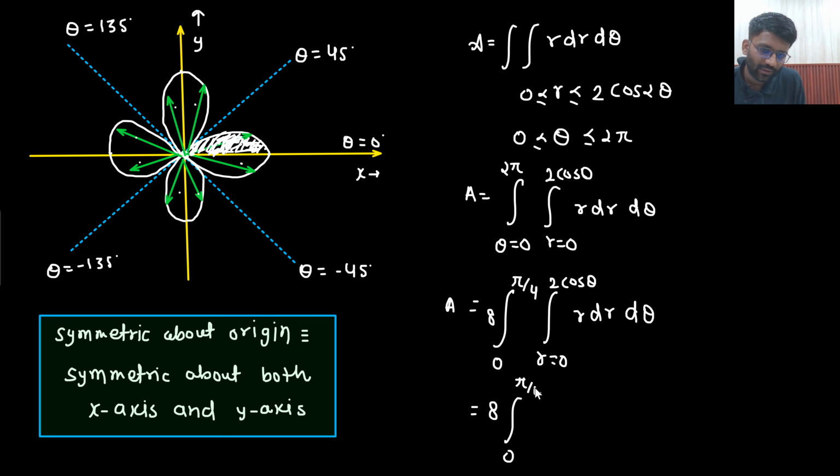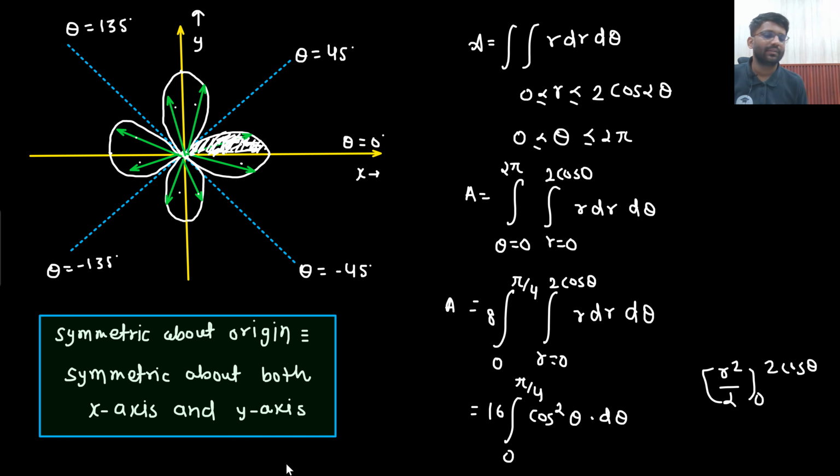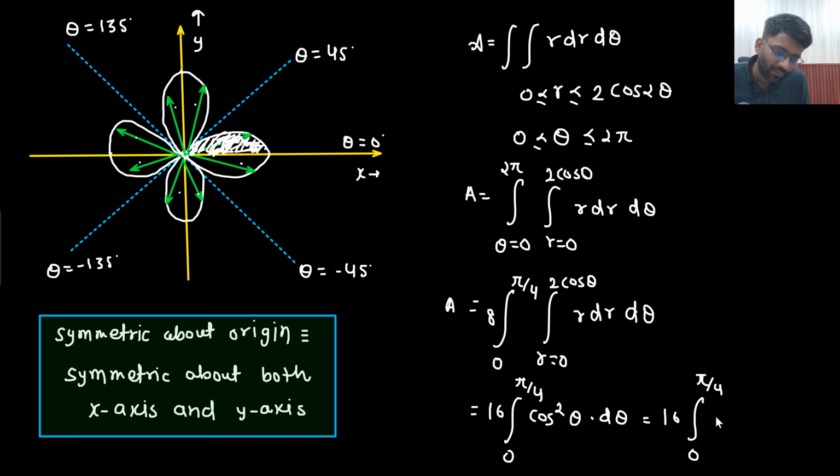So 0 to pi by 4. This will become r square by 2 from 0 to 2 cos theta. So this will become 4 cos square theta divided by 2, so 2 cos square theta. The 8 multiplies in, so this will become 16 cos square theta d theta. When you solve this, 16 into the integral from 0 to pi by 4 of (1 plus cos 2 theta) divided by 2 d theta, you get pi by 8. So 16 into pi by 8, the answer will be 2 pi.